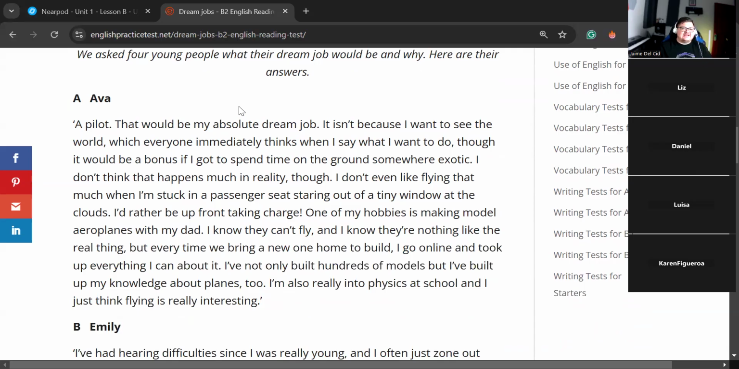So let's take a moment to read these opinions and try to grab some of the vocabulary, find some interesting words and bring those words into your vocabulary, and hopefully not just look for them in the dictionary and forget about them, but include them in your daily practice. So let's go with Ava.